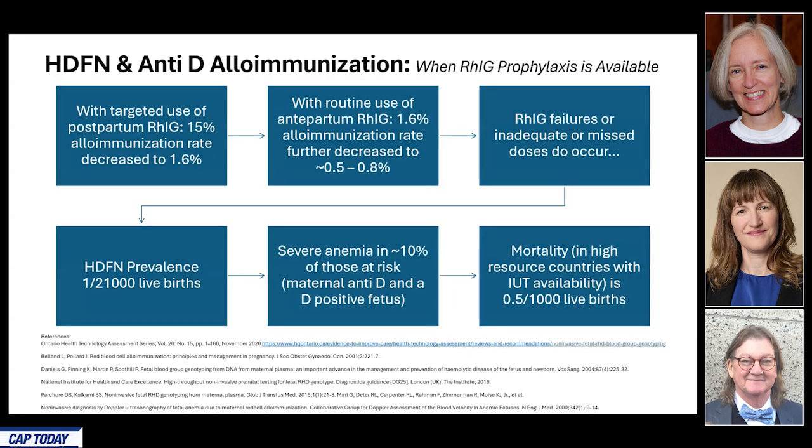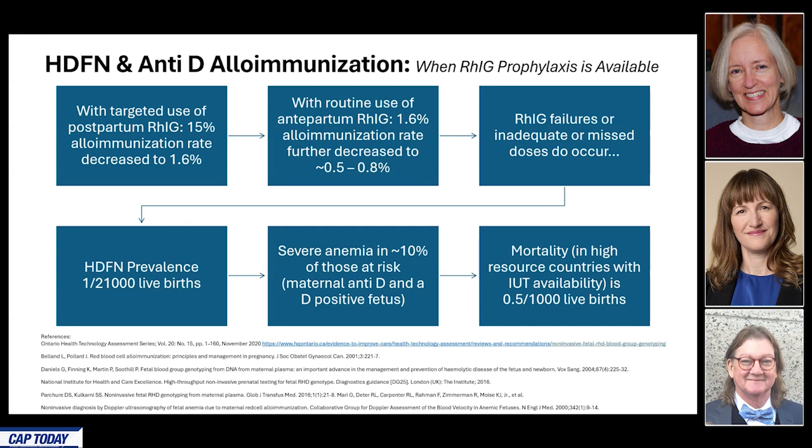And what has this done? Well, it was found within those clinical trials that with targeted use of postpartum Rh immune globulin, a 15% alloimmunization rate dropped to about 1.6%. So that's pretty good. But once you introduce that routine dose antenatally at around 28 weeks, that 1.6% alloimmunization rate decreases further to less than 1%, somewhere in the neighborhood of 0.5 to 0.8%.